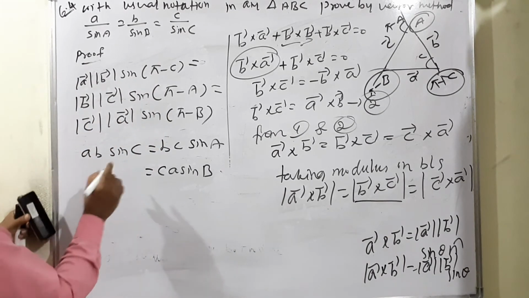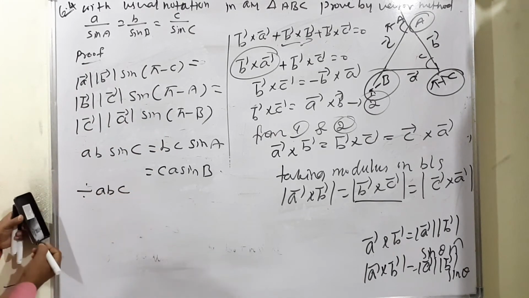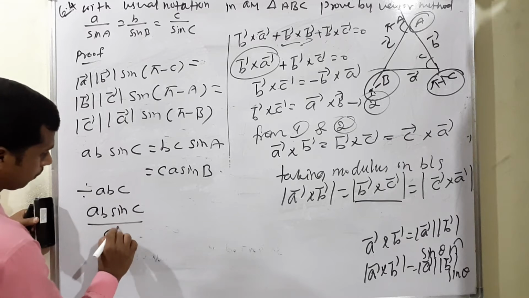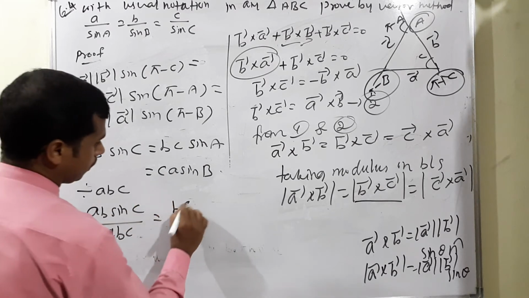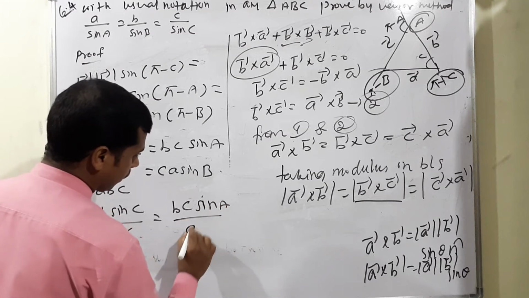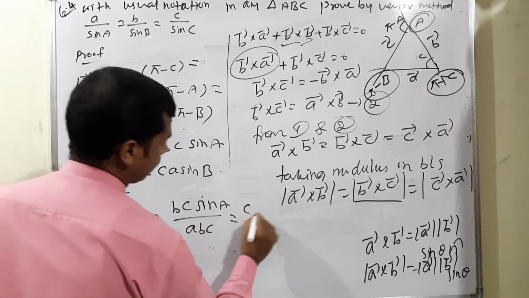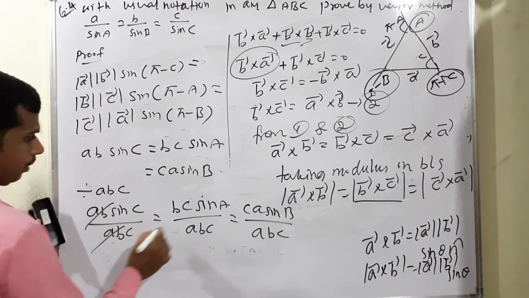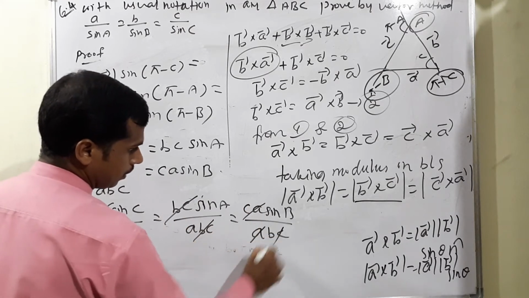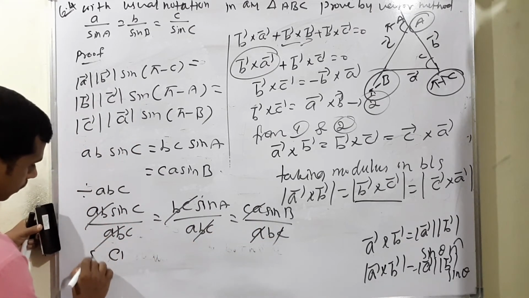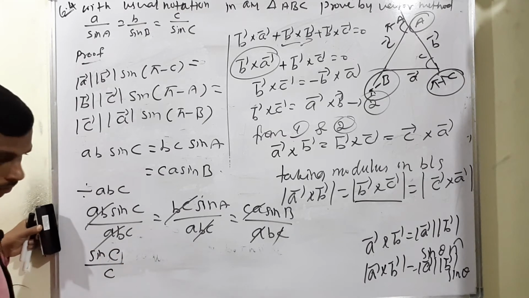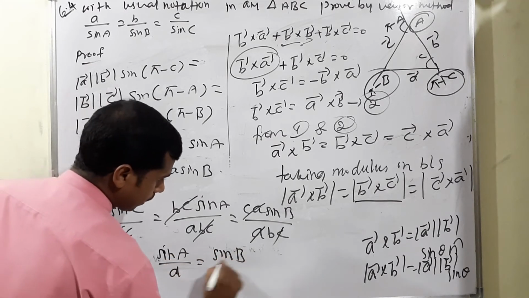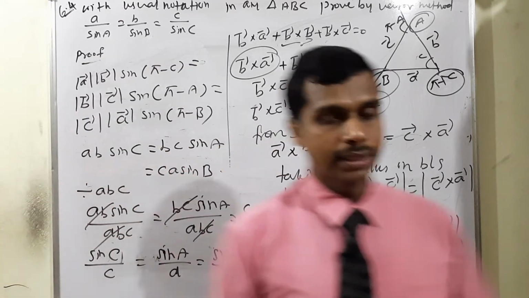So now each and every time, divide by ABC. What will happen? AB sin C divided by ABC is equal to BC sin A divided by ABC, then CA sin B divided by ABC. AB, BC, CA cancel. Therefore, sin C divided by C is equal to sin A divided by A is equal to sin B divided by B. So taking the reciprocal, what will happen?